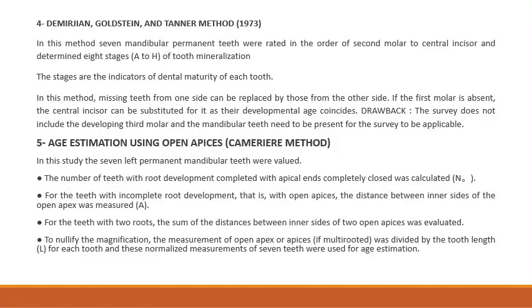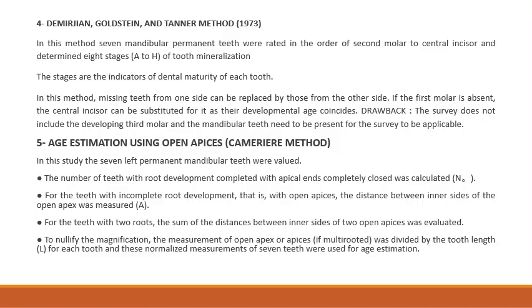Next is Demirjian, Goldstein, and Tanner's method. In this method, 7 mandibular permanent teeth were rated in the order of second molar to central incisor and determined 8 stages of tooth mineralization. The stages are the indicators of dental maturity of each tooth.